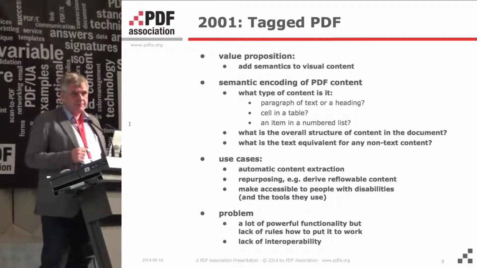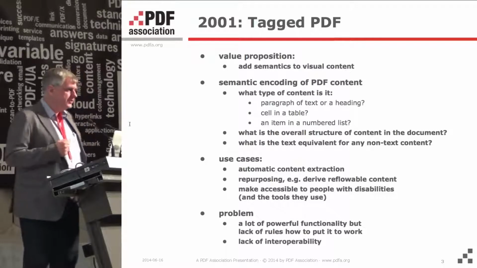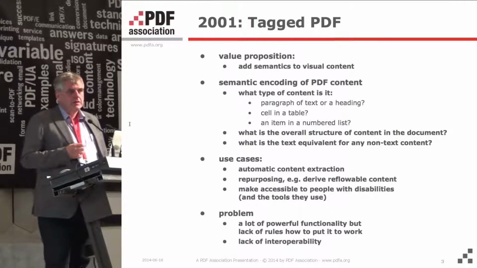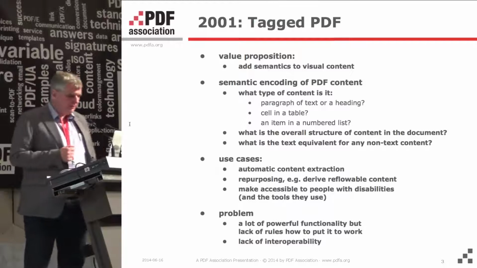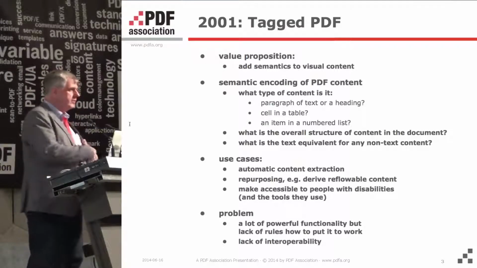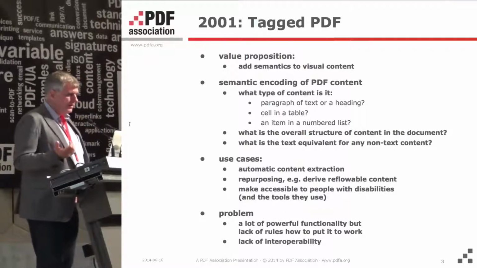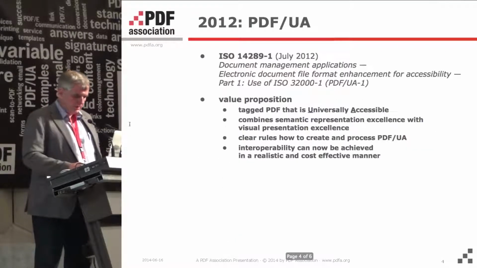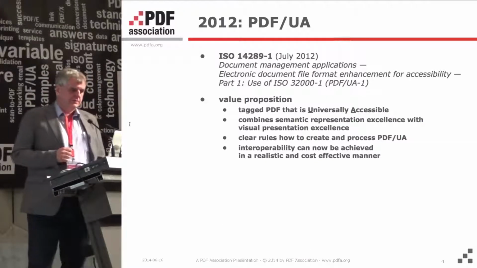So it was an excellent step forward in 2001. A lot of applications started actually using tagged PDF, for all kinds of purposes, but there remained a problem. Despite all the powerful functionality, there were no clear rules on how to put it to work. So certain people created tagged PDF files in one way, and then consuming applications expected content to show up in a different way, and there was a lot of lack of interoperability. And that's the main thing that PDF/UA fixed.